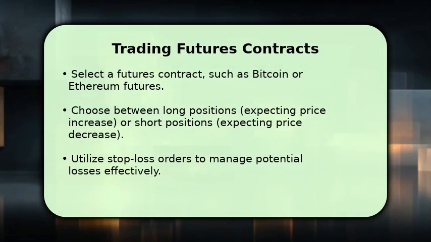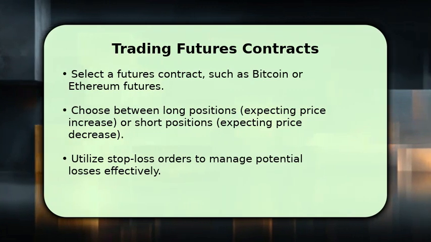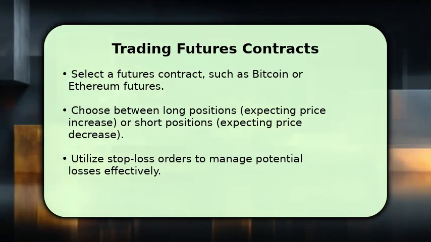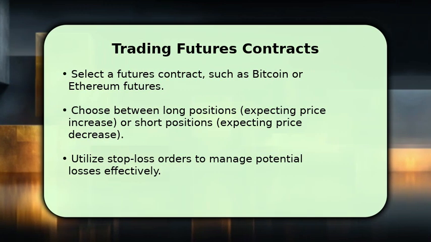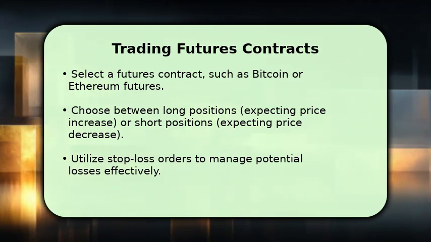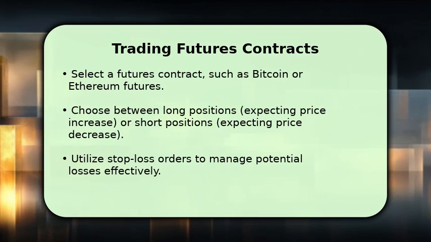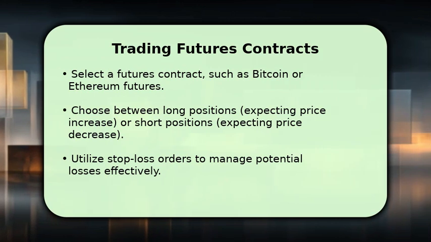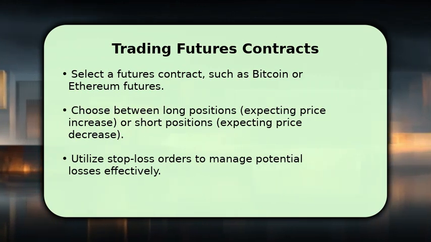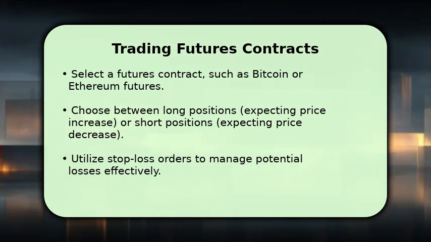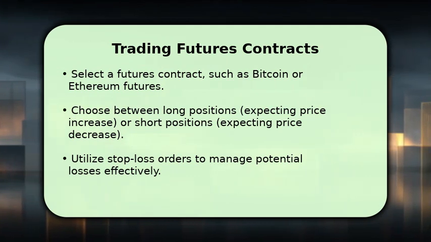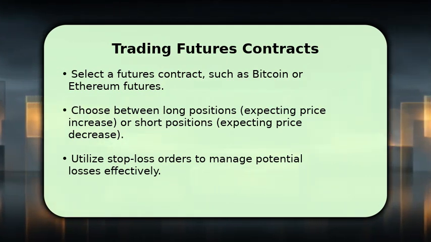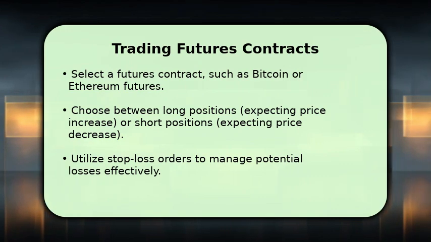When trading, you'll select a specific futures contract, like Bitcoin or Ethereum. Decide if you want to go long, expecting the price to rise, or go short, anticipating a price drop. It's crucial to use risk management tools like stop-loss orders. These automatically close your position if the price moves against you by a certain amount, helping to protect your capital. Always trade responsibly and understand the leverage involved.